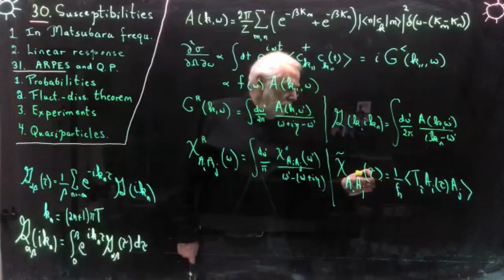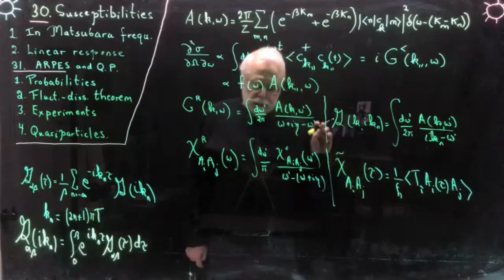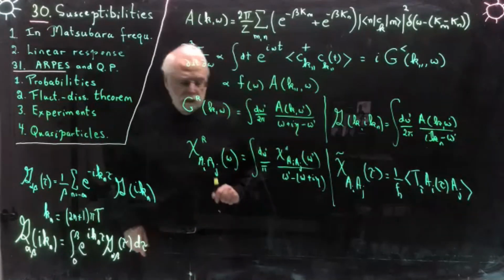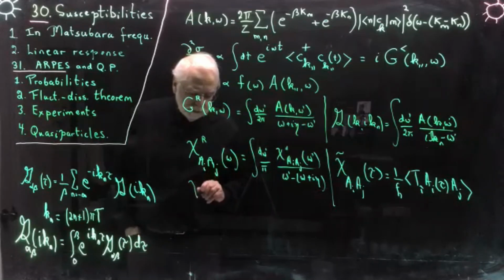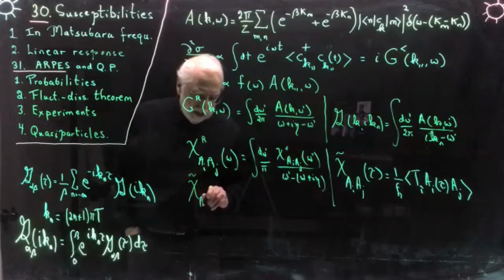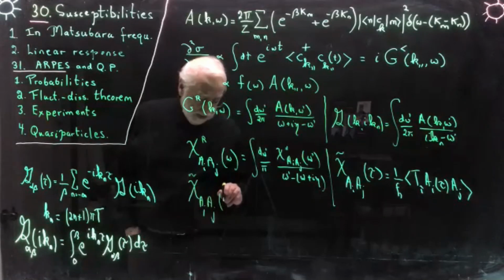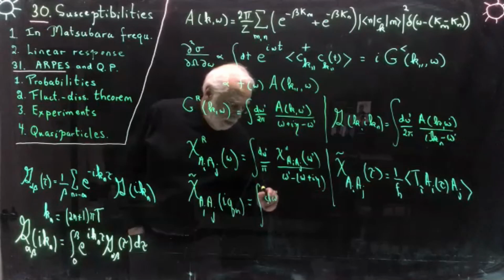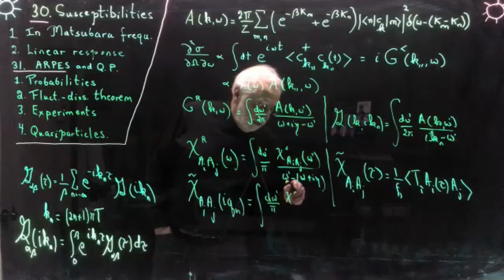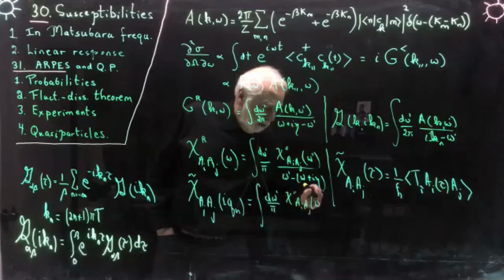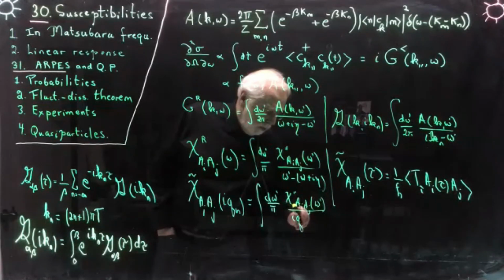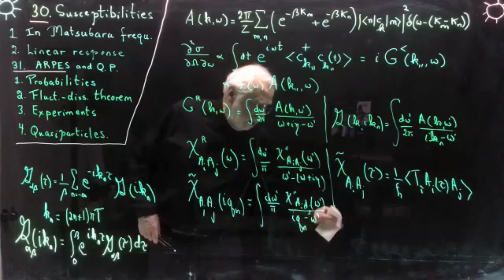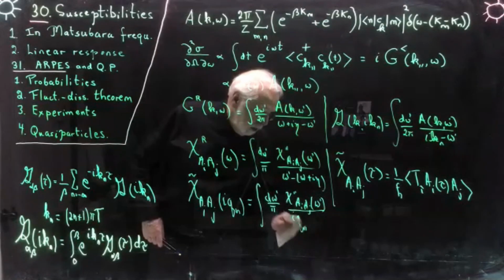Okay. And then the question is whether we can relate this object to this. And the answer is yes. We will find that chi of AI AJ of some Matsubara frequency, iq_n, will be equal to the integral d omega prime over pi of chi double prime of AI AJ of omega prime divided by omega prime minus iq_n. Just like here.